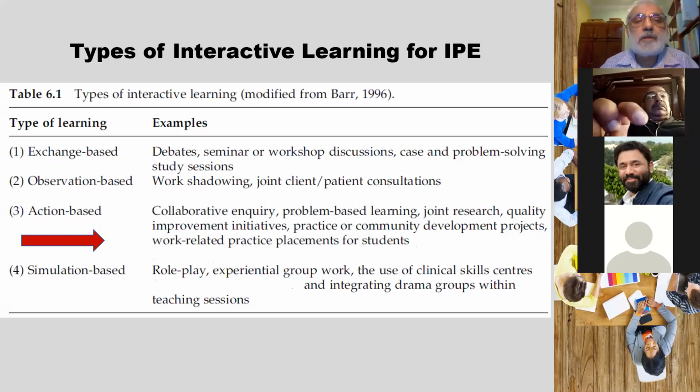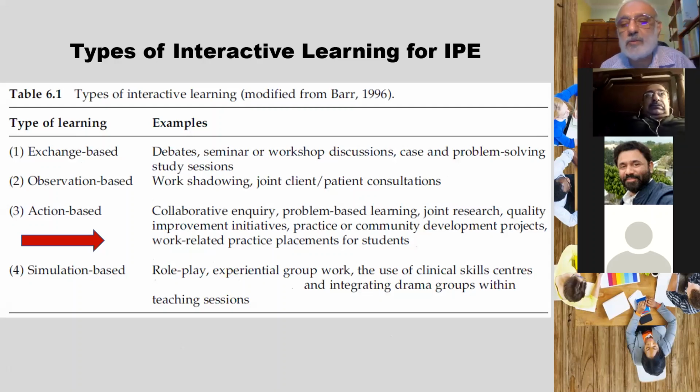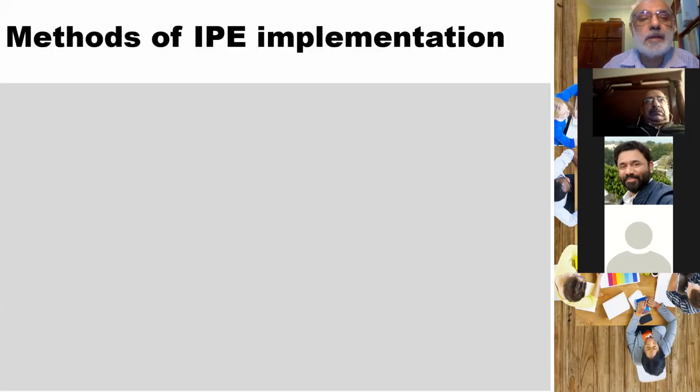Here are some examples of types of interactive learning for interprofessional education. The first one is exchange-based, which includes debate, seminar, workshop discussions, etc. Observation-based: there's work shadowing, or what we call houseman shadowing. Action-based, where there is collaborative inquiry. Problem-based learning sessions and joint research can be included in this group. And simulation-based includes role plays and experiential group work. So these are different types of interactive sessions which can help in the implementation of interprofessional education.